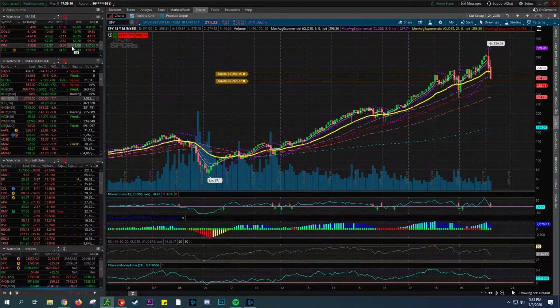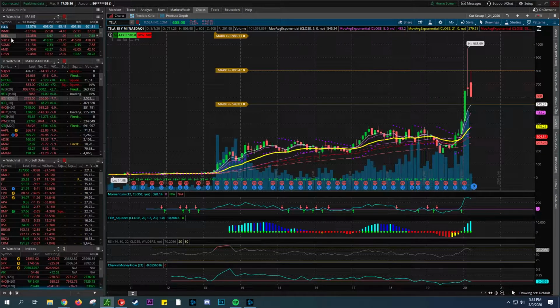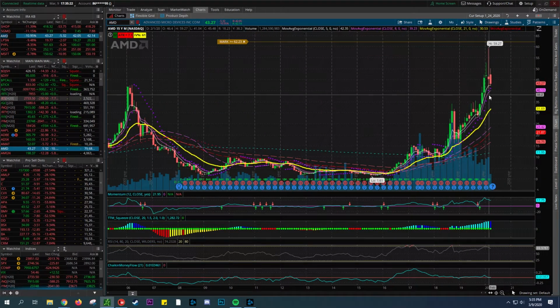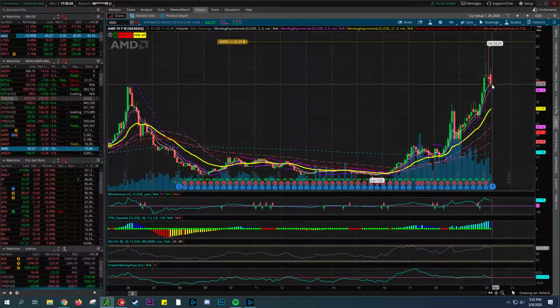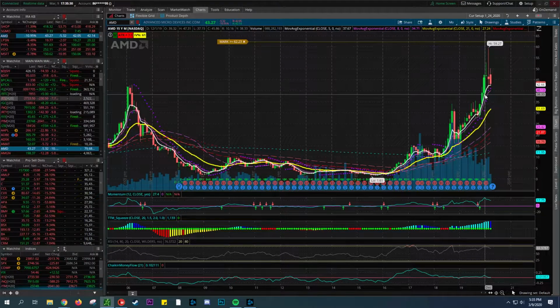Like Tesla was down tremendously today. It was absolutely crazy. What else was down? AMD was down quite a bit today. But if you just look at these all on a monthly chart, they haven't really pulled back that much. That's why I'm saying we're just in the first one or two innings of this.